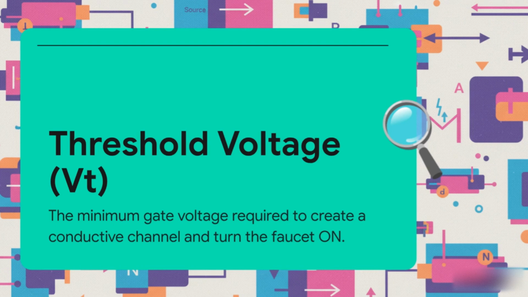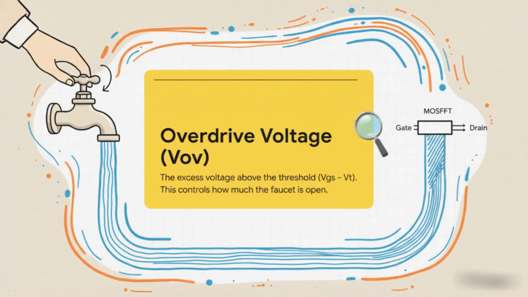It's the absolute minimum voltage you need to apply to the gate just to start creating a path or a channel for electrons to flow. If you don't hit that voltage, nothing happens. The faucet is completely, totally off. So you've passed that threshold voltage and the faucet is on. How do you control how much current flows? That's the job of the overdrive voltage.